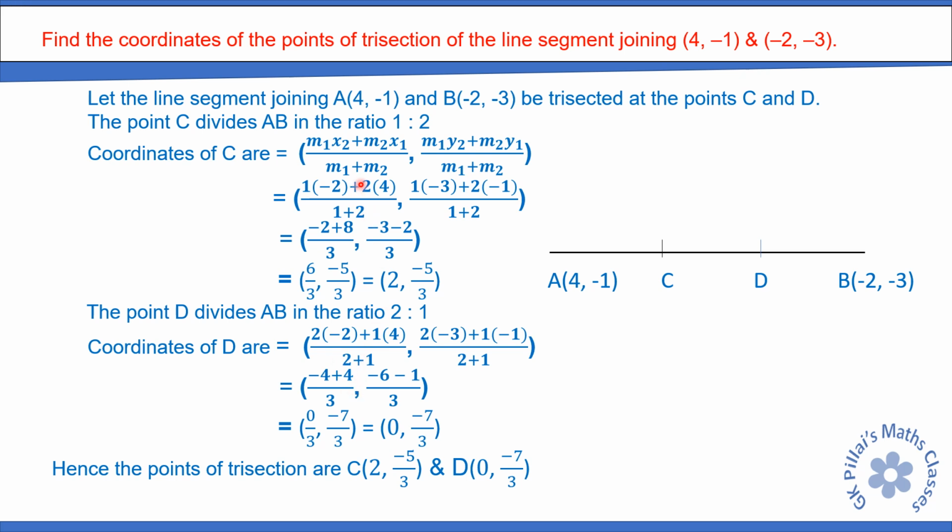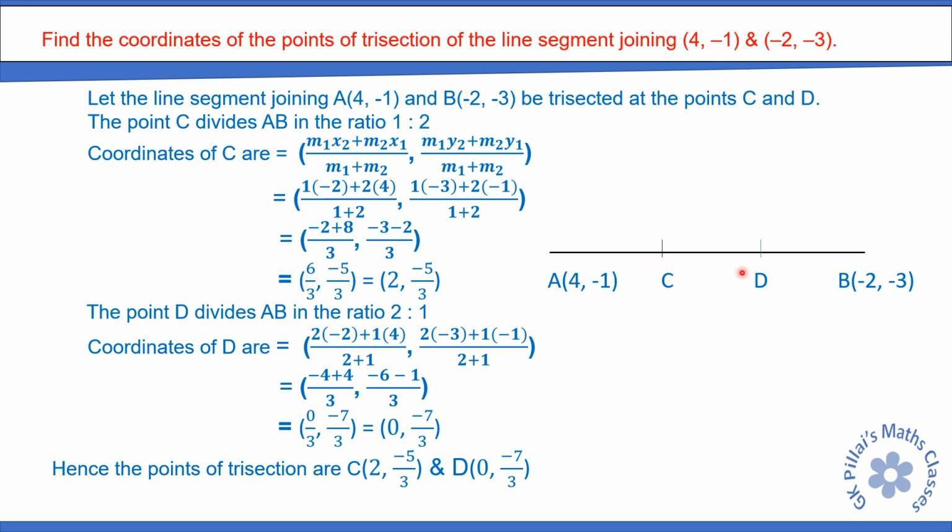Now the first one, write the section formula, and here it will be 1 into minus 2 plus 2 into 4 upon 1 plus 2. And the next one here, 1 into minus 3 plus 2 into minus 1 upon 1 plus 2. Simplify this, you will get 2, minus 5 by 3.